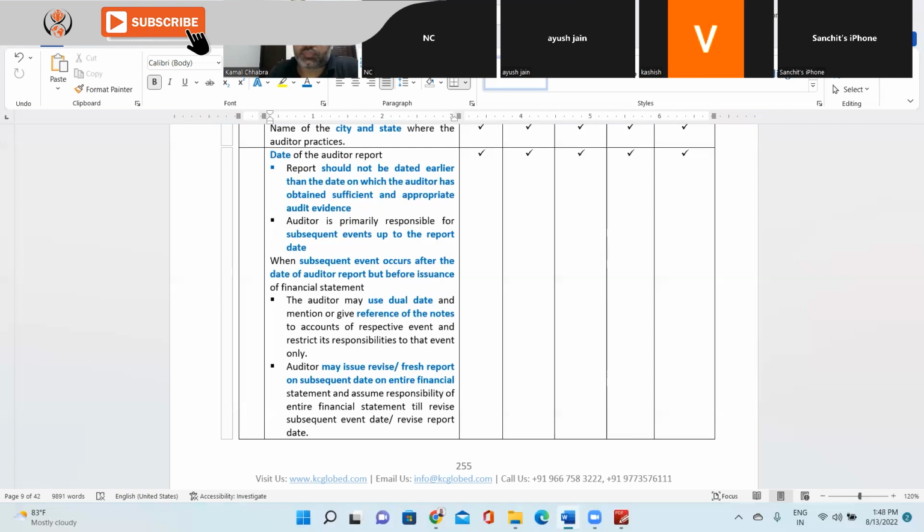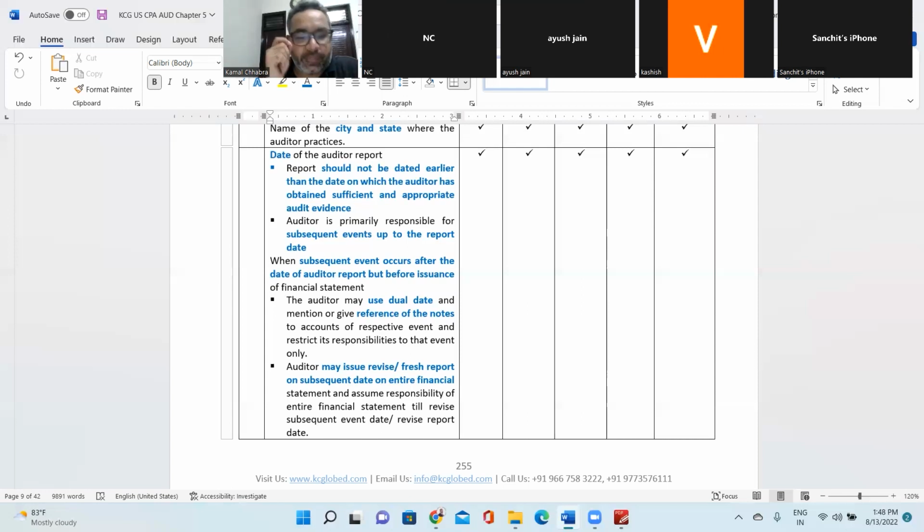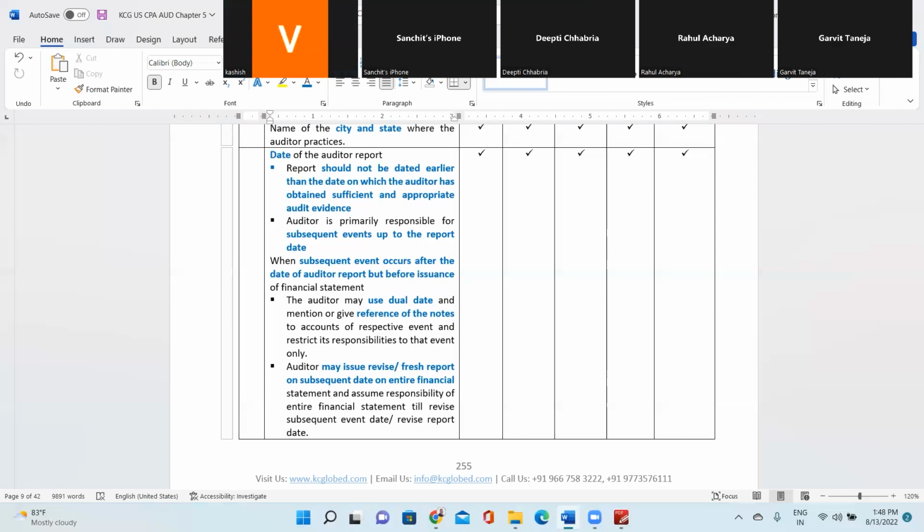The second option is you will be asking management to quash the original report: give it back to me, and I will quash that original report and issue you a fresh report with the new numbers. So that's called a fresh report. It's completely on the auditor's professional judgment whether they want to issue a fresh report or a dual dated report. Okay. Right, Sanchit, Kashish, Nimisha, Garvit?